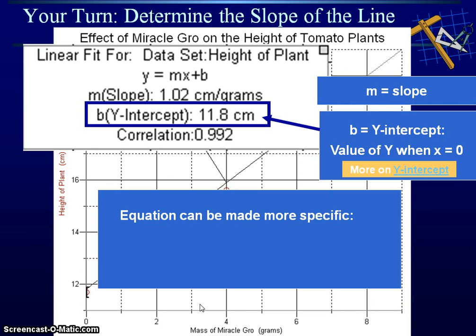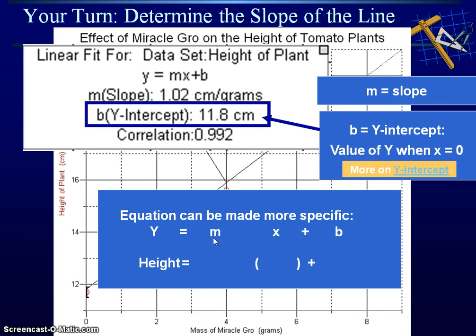Also, when we think about an equation, the generic equation for any straight line is y equals mx plus b. Well, in science, we know what y and x are. So if I was writing my equation for this line, I wouldn't say y equals mx plus b. I would actually put in my variables for what each of these are. So on this graph, my y-intercept is the height of my plant. So instead of saying y equals, we're going to say height equals.